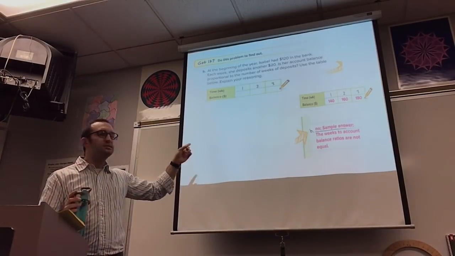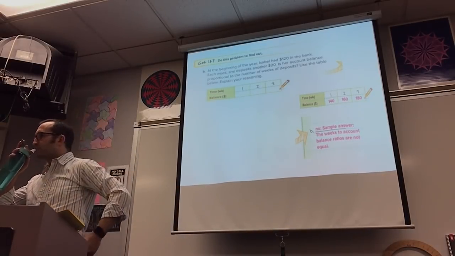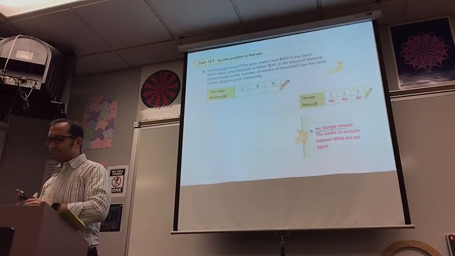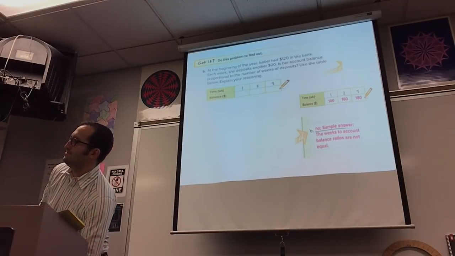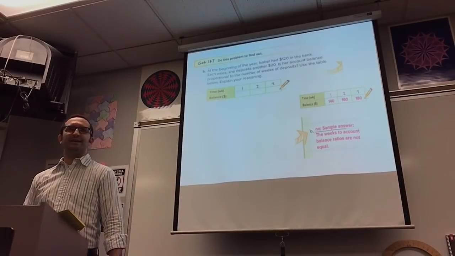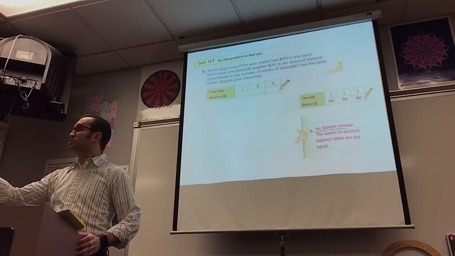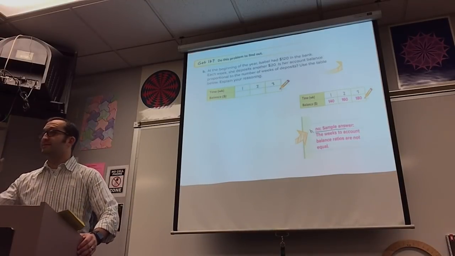What makes it so that this isn't a proportional relationship? Ashley? At 0 weeks, she had already added 120. Yeah, at 0 weeks she already had 120 bucks. It can't be proportional if you're starting with 120 bucks. It would be proportional if she started with 0, right?